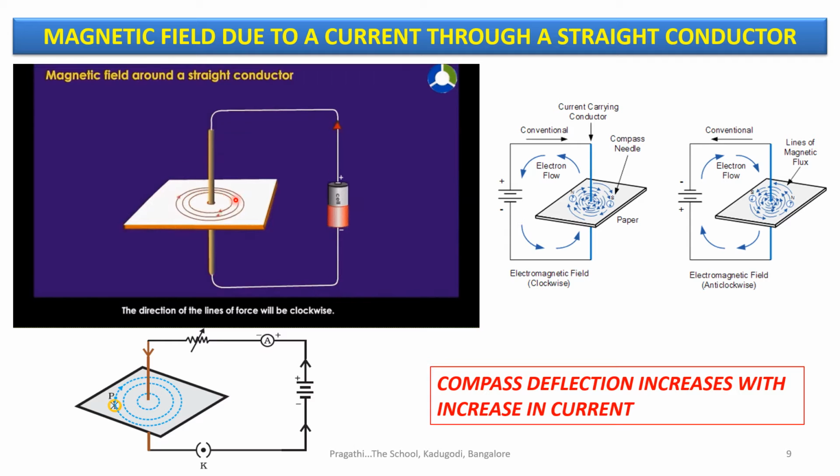Clockwise direction means if the direction of current is from top to bottom, and you see from the top, the magnetic field direction will be clockwise. It happens not only at this position, it happens at every position of the conductor. For easy understanding, we have kept a small sheet of paper here and we are showing the cross section, so that you can easily understand. But the same thing will be happening throughout the conductor, at every point.